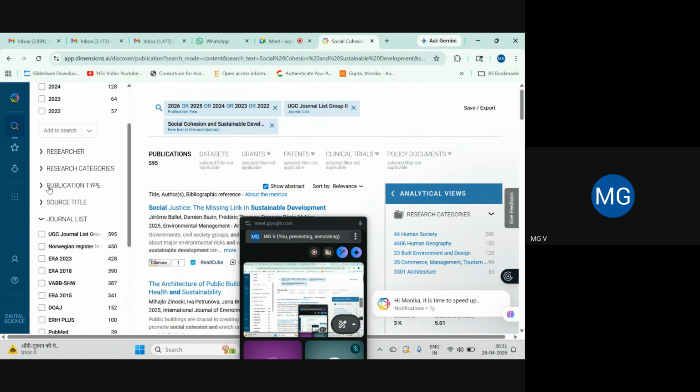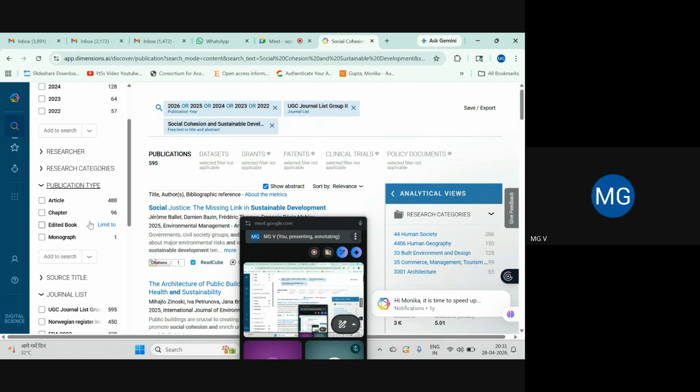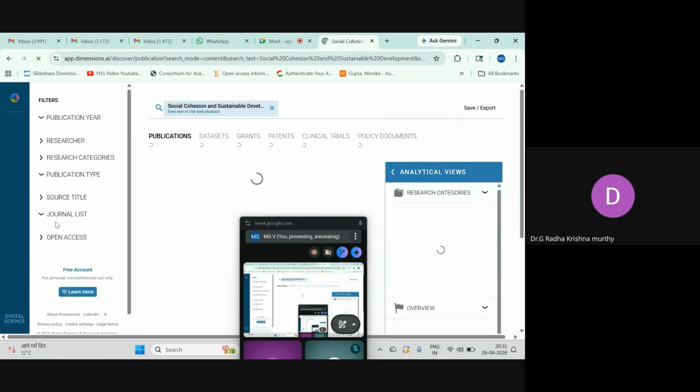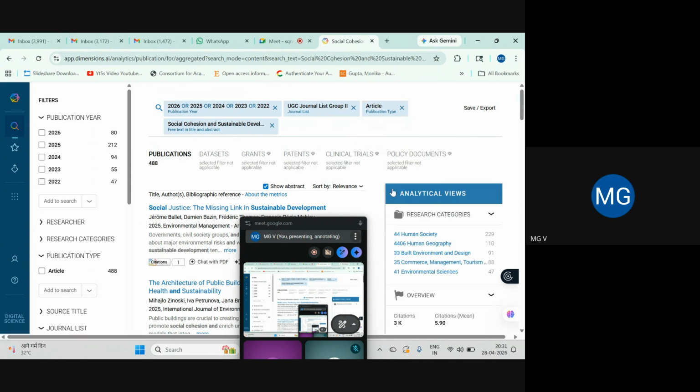Then you can see the publication type. Sometimes we do not want chapters, edited books or monographs. So we are only looking for articles. This way you can refine and then you can export.